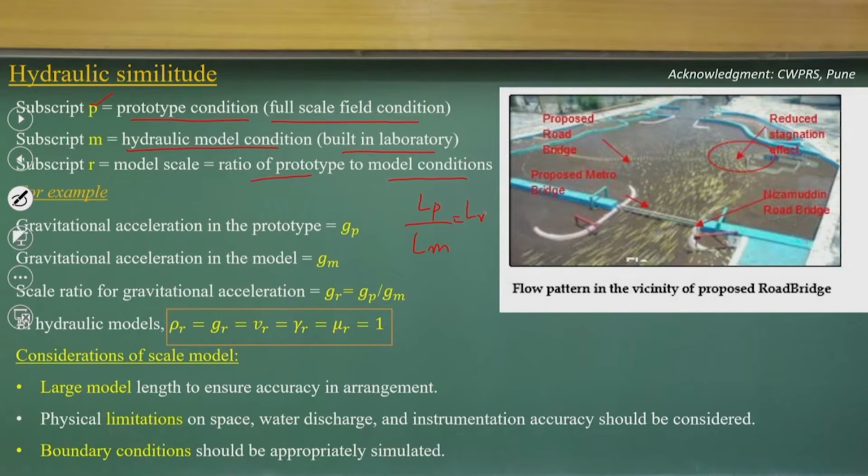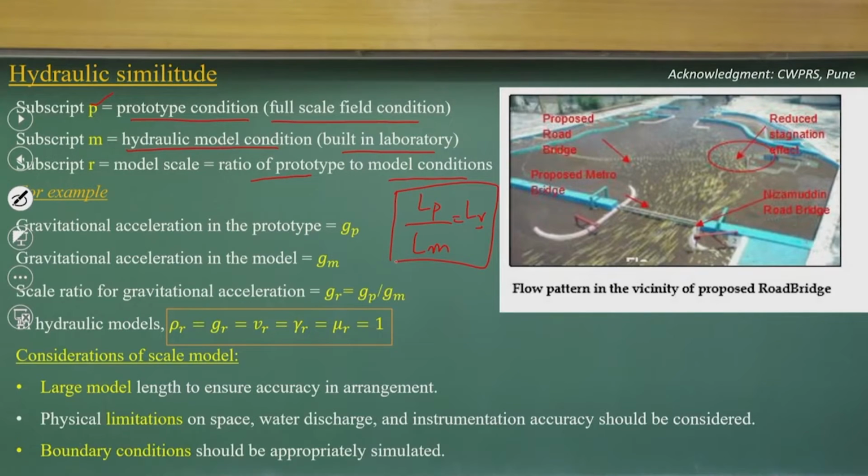The length of the prototype divided by the length of the model will give us the length ratio. So we define the scale as the length of the prototype by the length of the model.